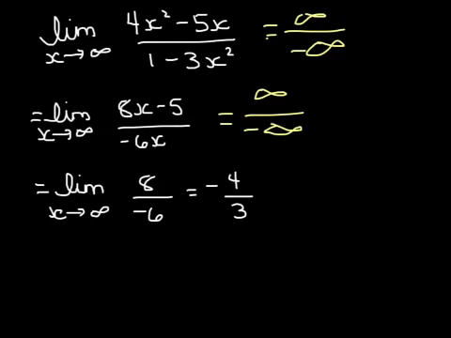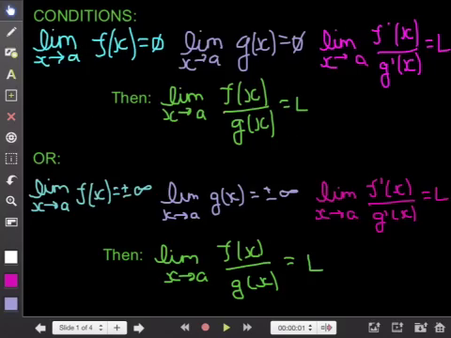Because we use L'Hopital's rule, this means that the function that we took the derivative from, this one here, the limit of it is also negative 4 over 3, and the limit of the very first function is also negative 4 over 3. In conclusion, L'Hopital's rule is used when we have an indeterminate form. Also, the three conditions at the very beginning must be met. If the limit of the derivative of f of x over the derivative of g of x does not exist, then L'Hopital's rule cannot be used.